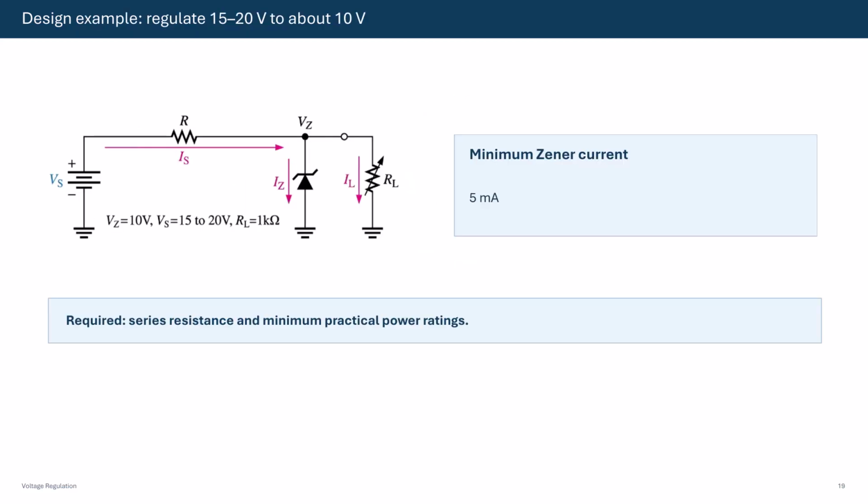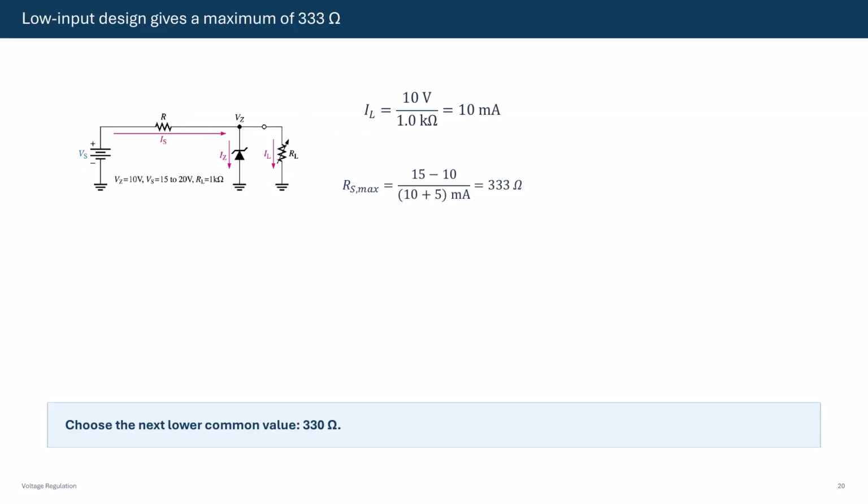The design uses a 10-volt Zener diode. The unregulated supply ranges from 15 to 20 volts, the load is 1 kiloohm, and at least 5 mA of Zener current is required. We must select the series resistor and suitable minimum power ratings for both the resistor and Zener diode. The load current is 10 volts divided by 1 kiloohm, which is 10 mA.